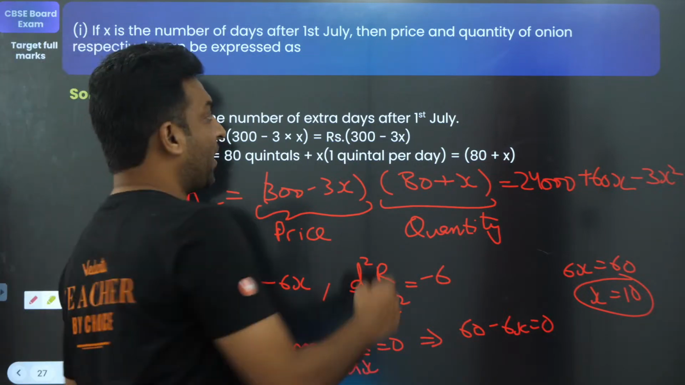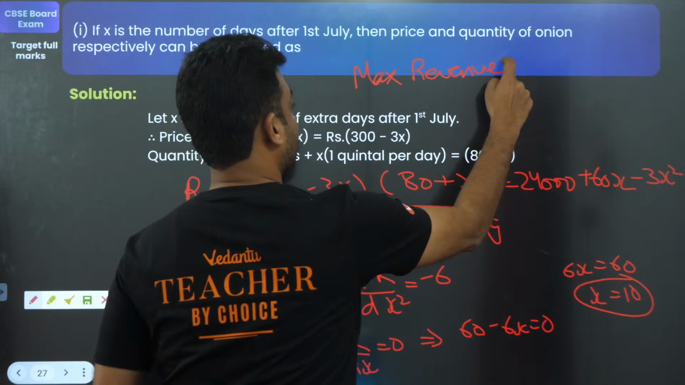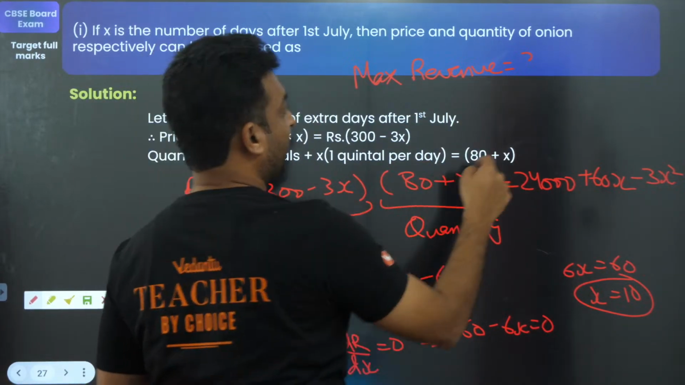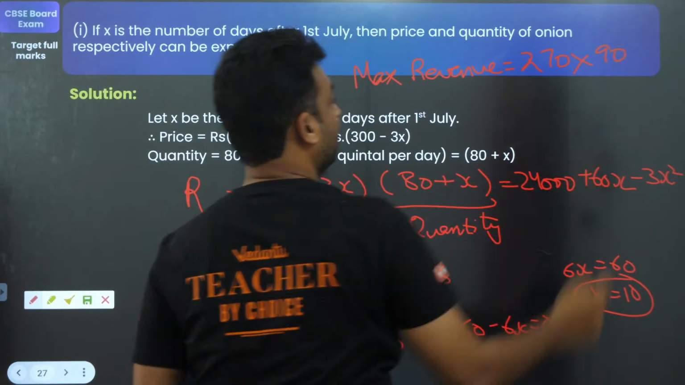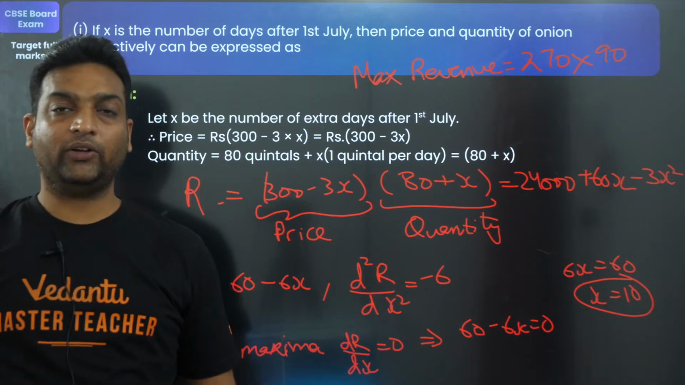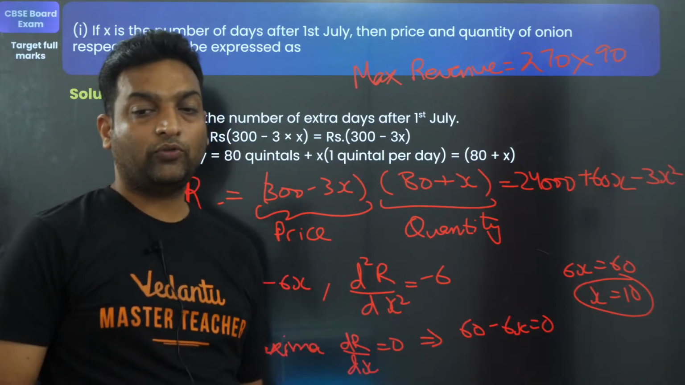And what will be that maximum revenue? 300 minus 30, that is 270 into 90. 270 into 90 will be the maximum revenue. 24300.